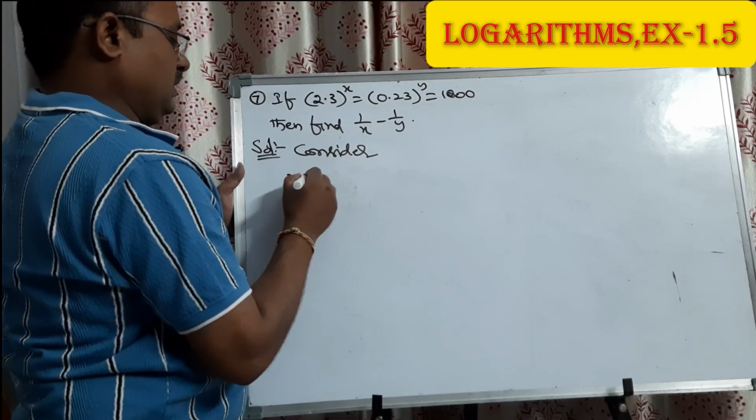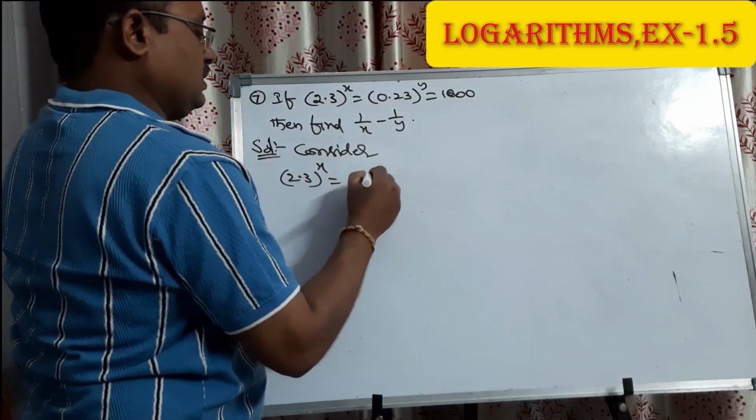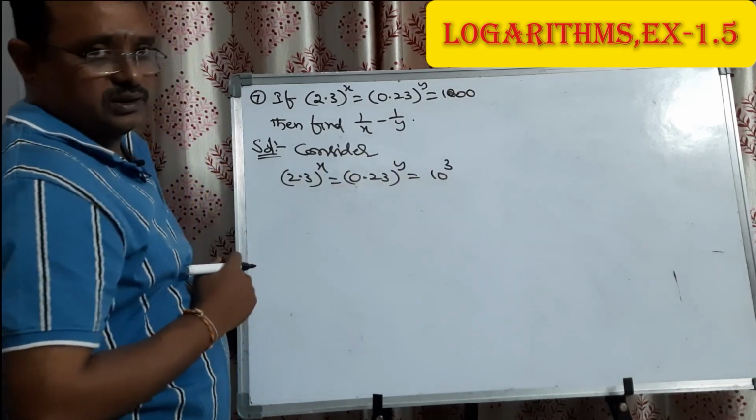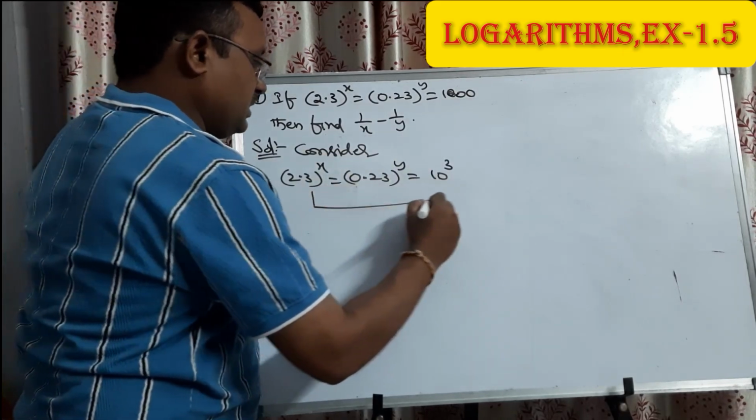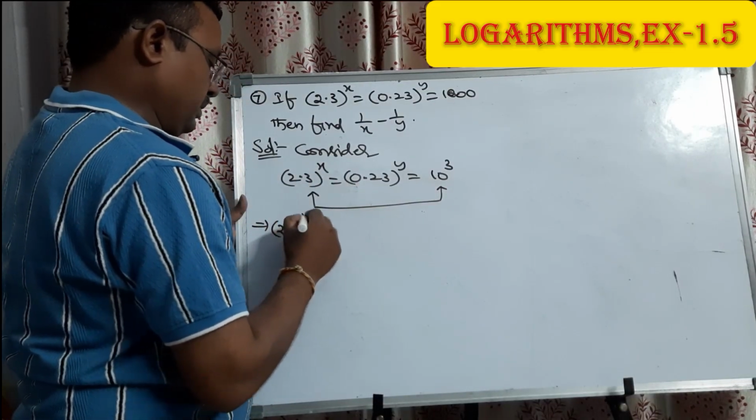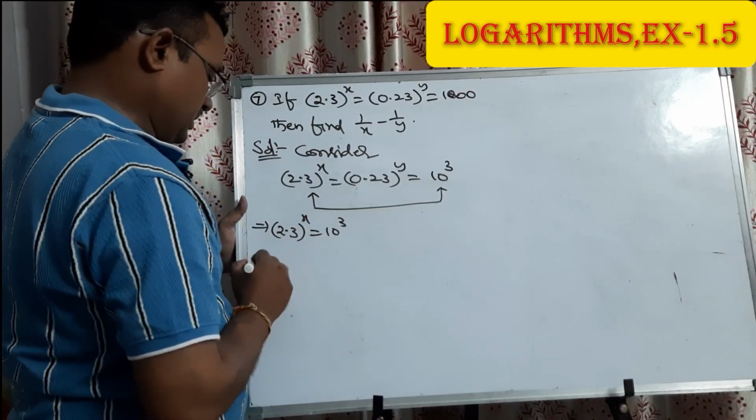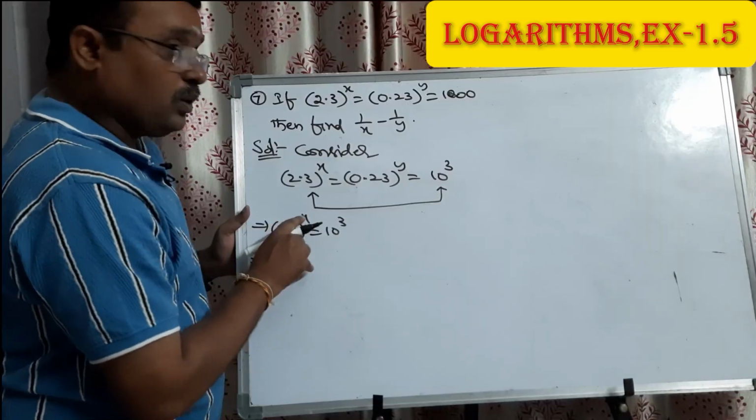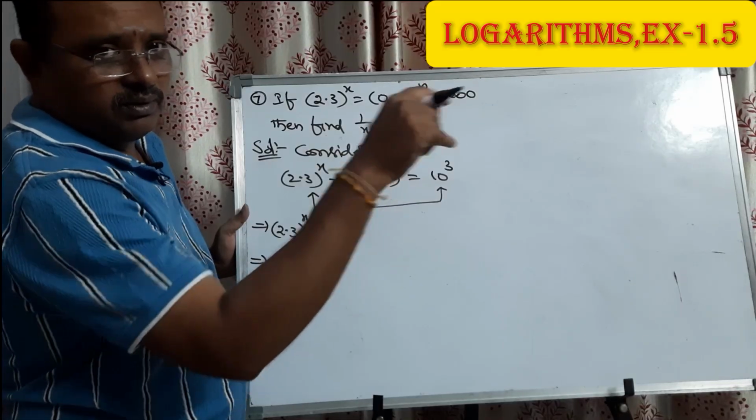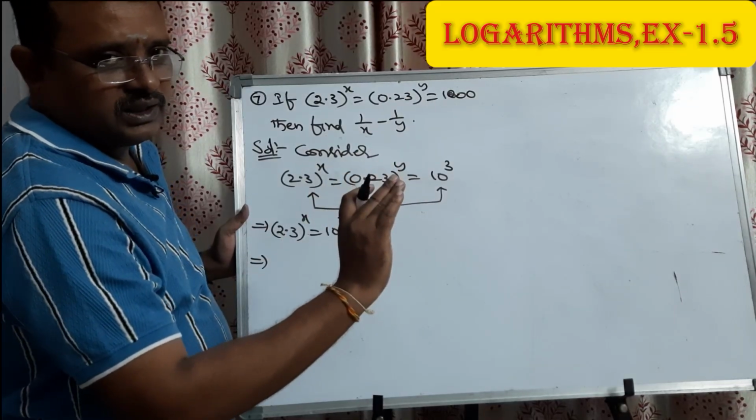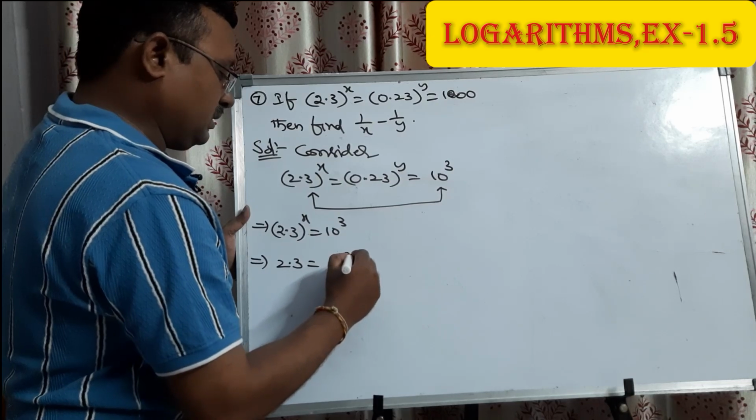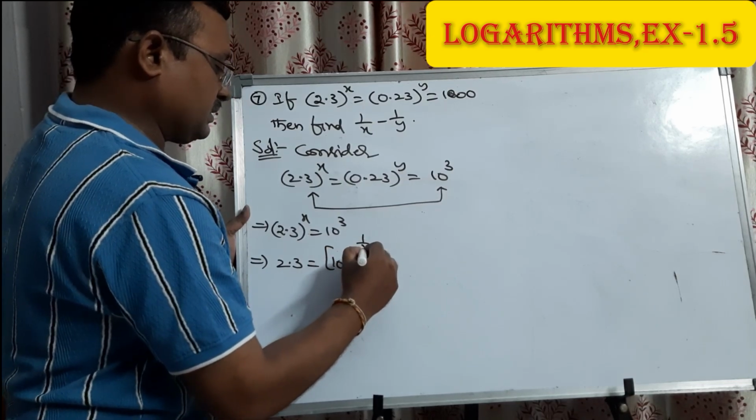Consider 2.3 whole power x is equal to 0.23 whole power y is equal to 10 cube, that is 1000. Now, if you equate these two, that implies 2.3 whole power x is equal to 10 cube. When whole power x goes to the other side of the equality, it becomes whole power 1 by x. That is one of the exponential law conditions. So it remains 2.3 is equal to 10 cube whole power 1 by x.